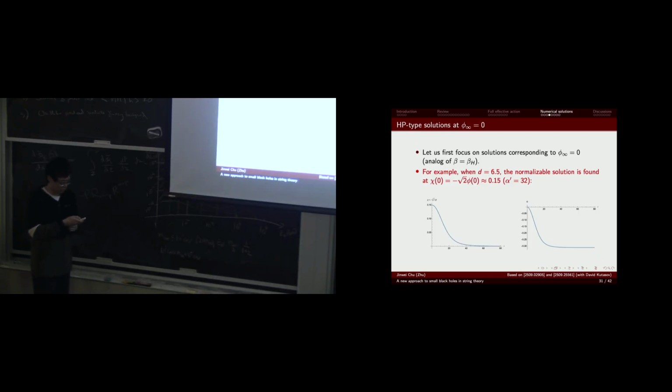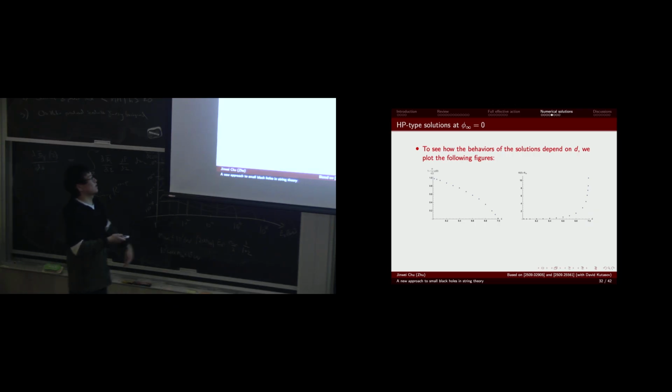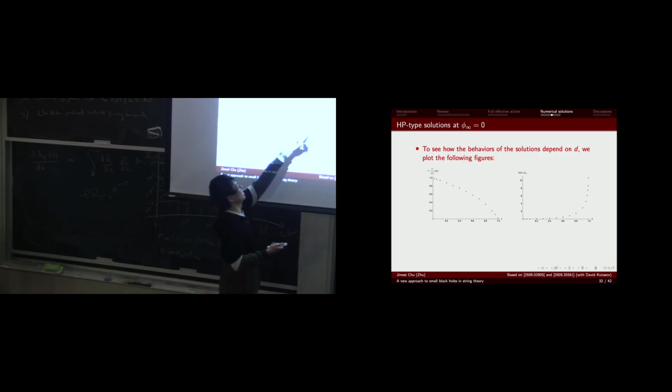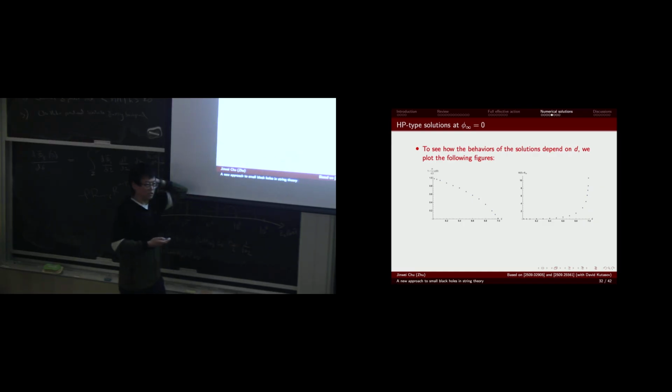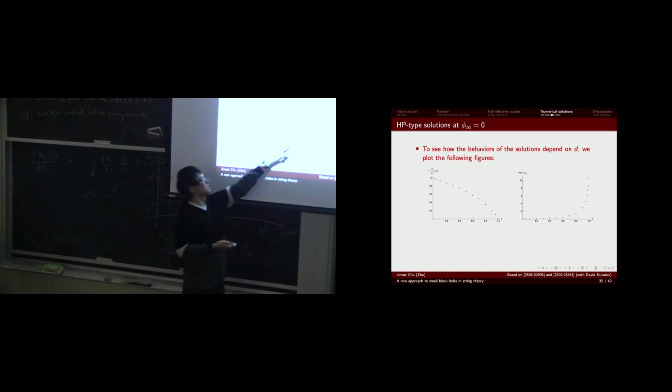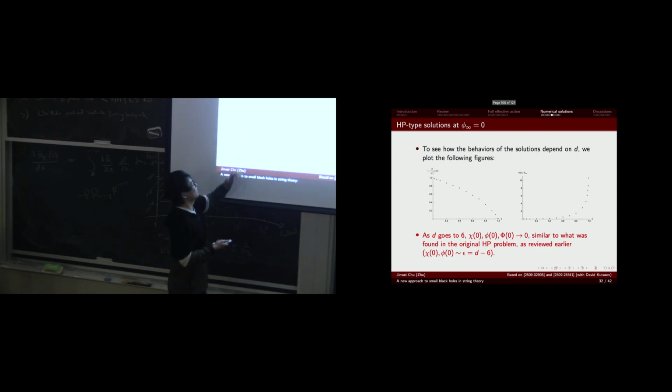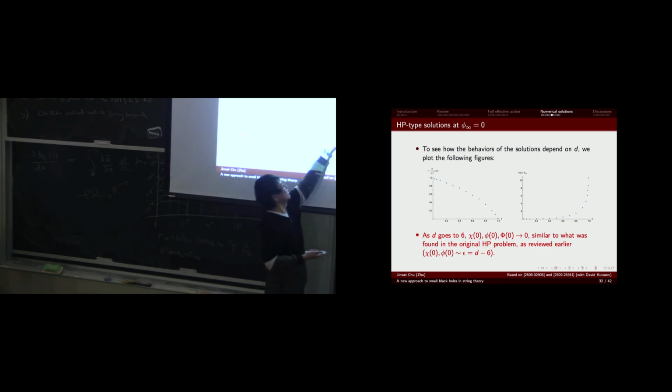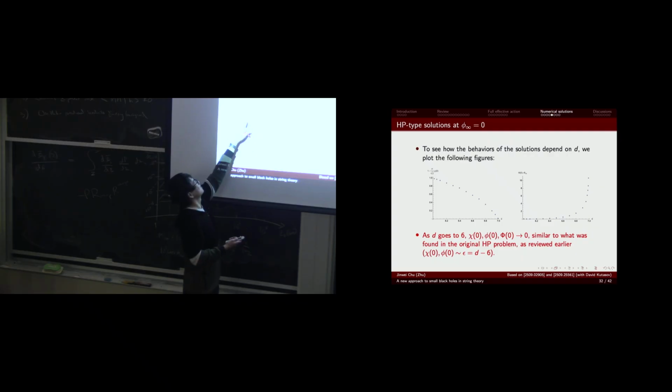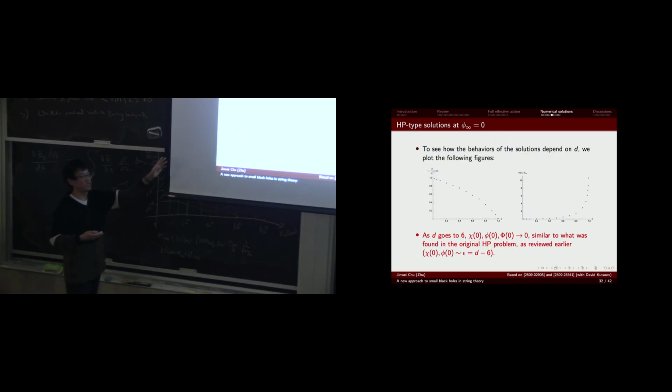So this is a solution at d equal to 6.5, but we want to know the solution at all d. So in order to do that, I plot the field values at origin, namely this chi 0 and the dilaton at origin, as a function of dimensions. So first you can see that as the dimension goes to 6, the fields vanish. So this capital Phi, of course, vanishes, and note that this vertical axis is not chi 0, it's 1 minus some factor times chi 0. So this combination goes to 1, meaning that chi 0 goes to 0.